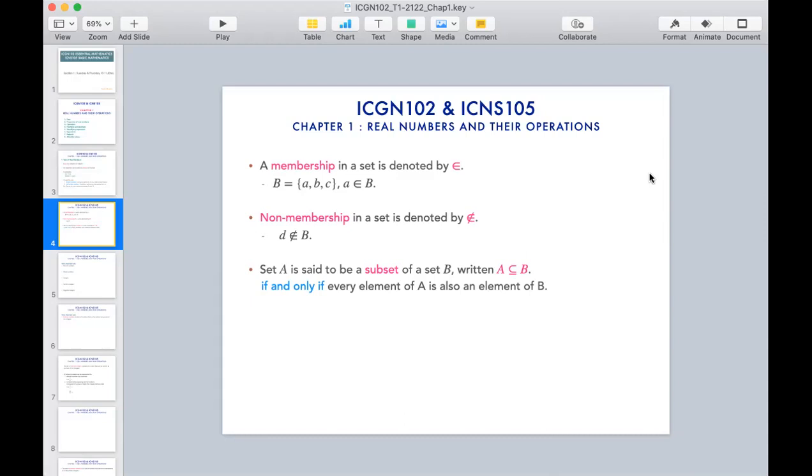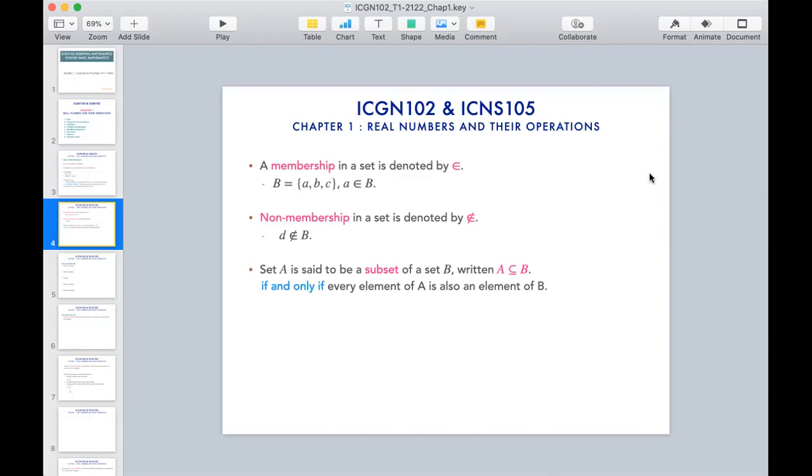Next, if A equals the set of small letter a and b, here set A is also a subset of set B too, because set B has a, b, and c, and set A has a and b, and a and b are part of set B. So that's why in this one it is a subset of set B. Okay.